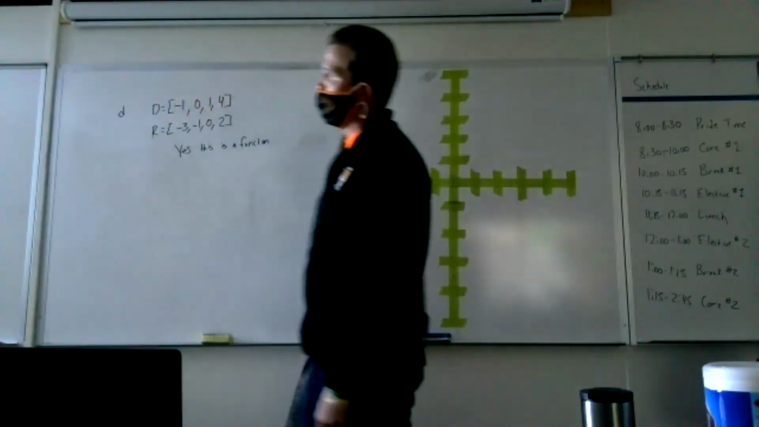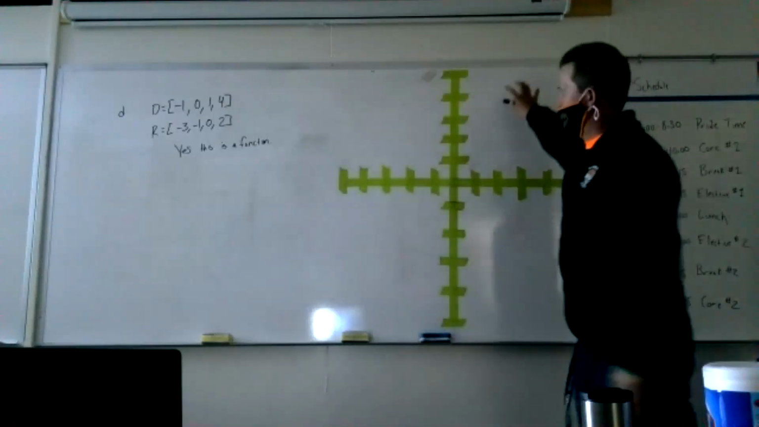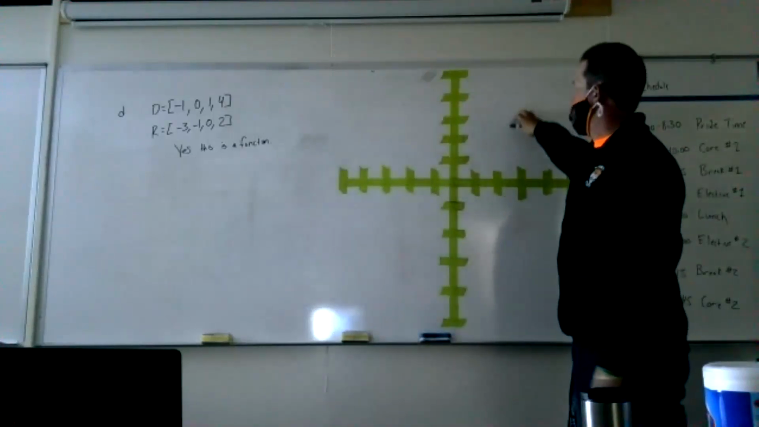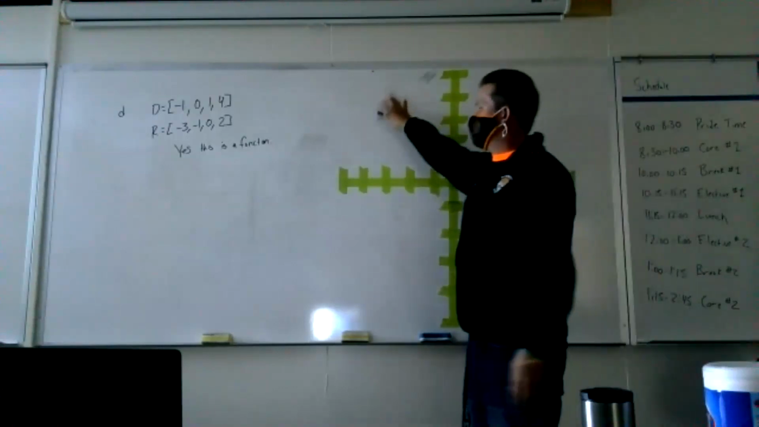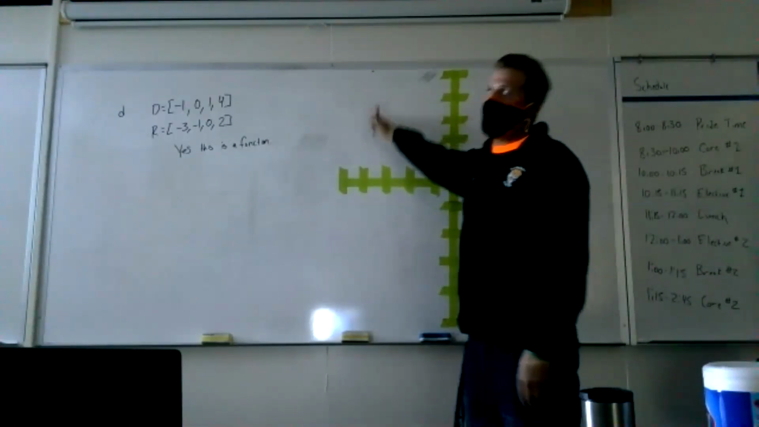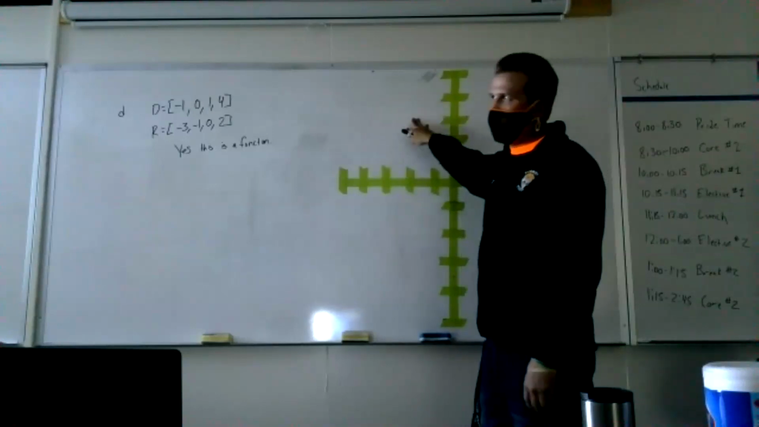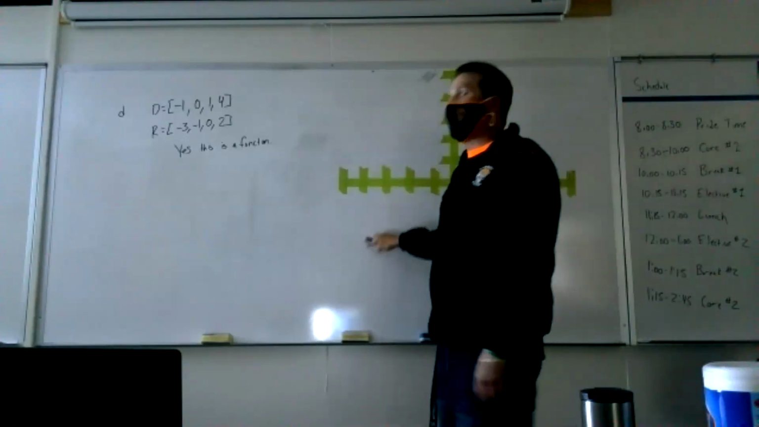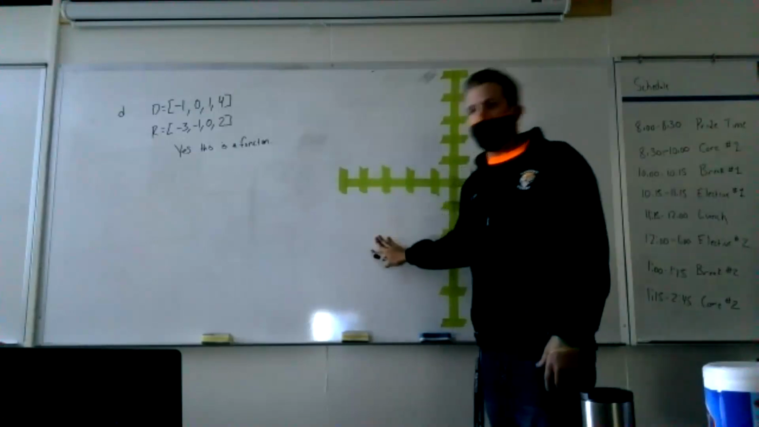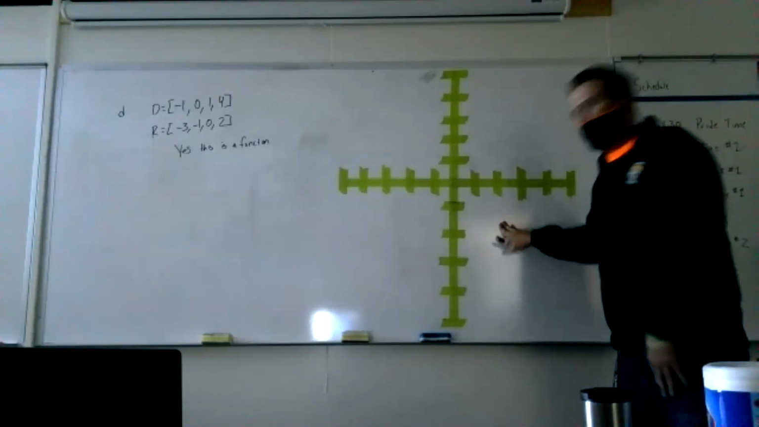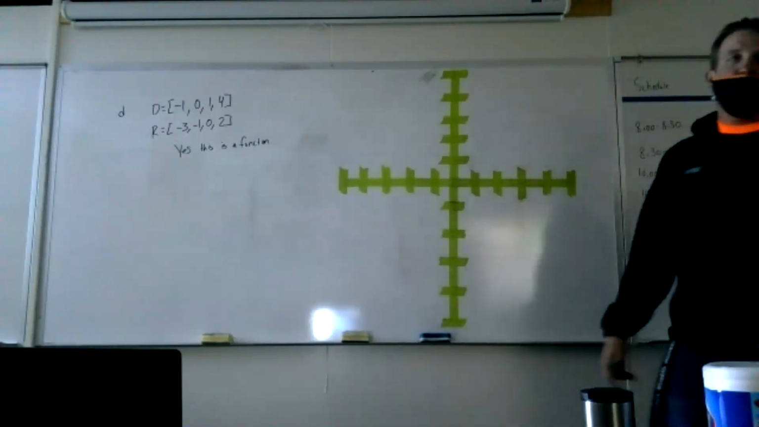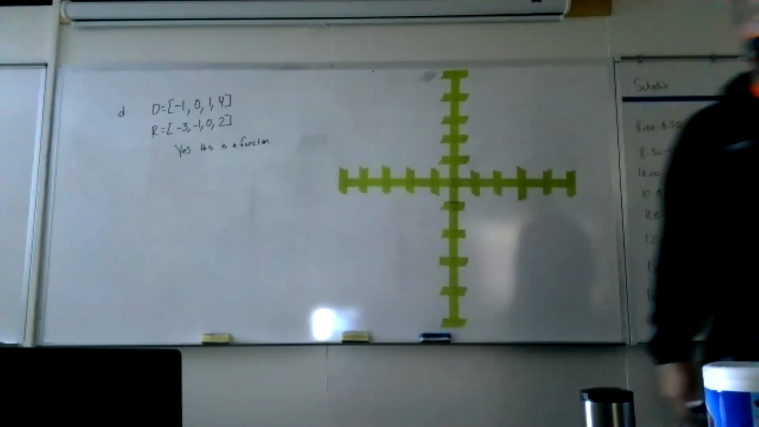Okay, so just remember quadrant 1 is in the top right, needs to have a positive for its coordinates. Quadrant 2 is in the top left, will have a negative x value and a positive y value. Quadrant 3 is in the bottom left, it'll have a negative x value and a negative y value. And then quadrant 4 is in the bottom right. It'll have a positive x value and a negative y value.